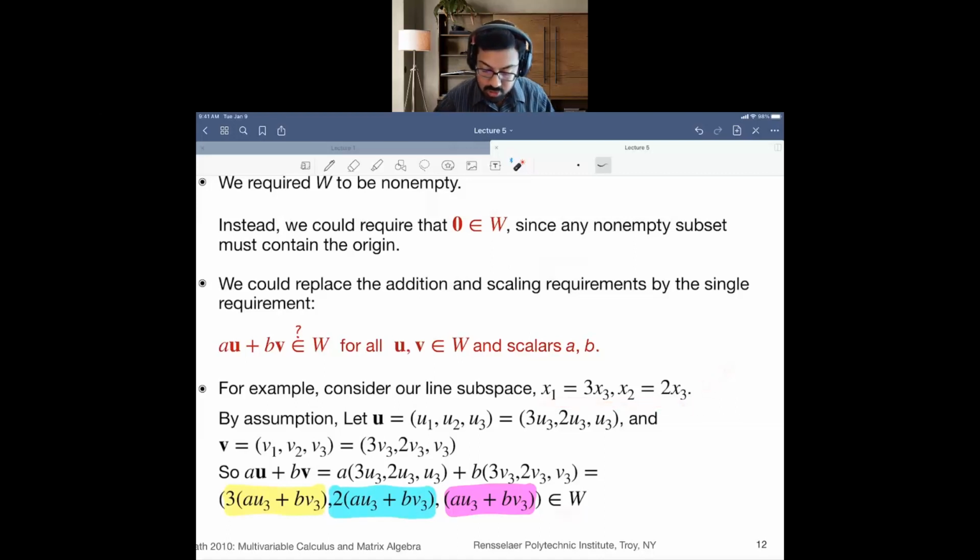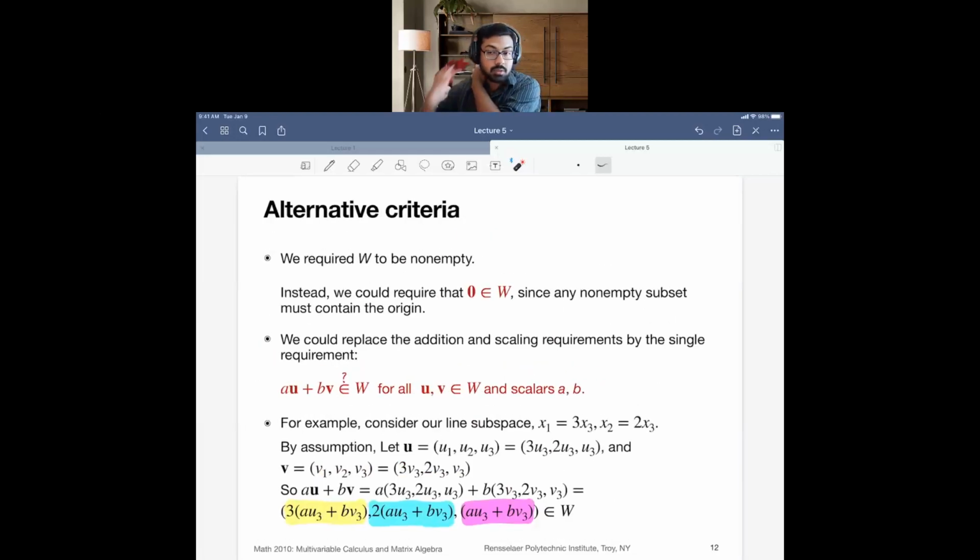So I'm good. Instead of checking for non-empty, closed under addition, and closed under scaling, we combine addition and scaling together, and we check whether the zero vector belongs to the subspace or not. So this is a quicker way of checking the subspace criteria.